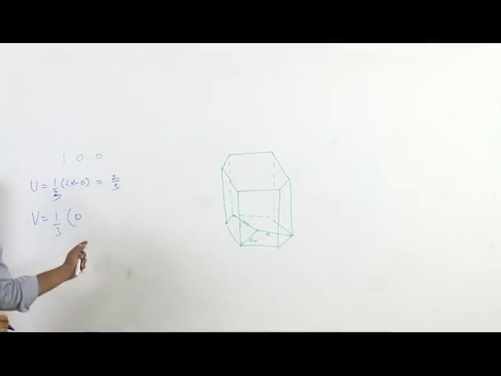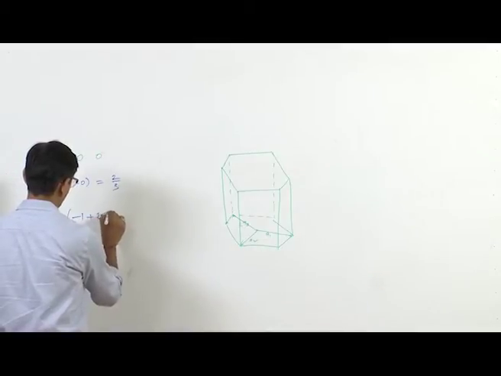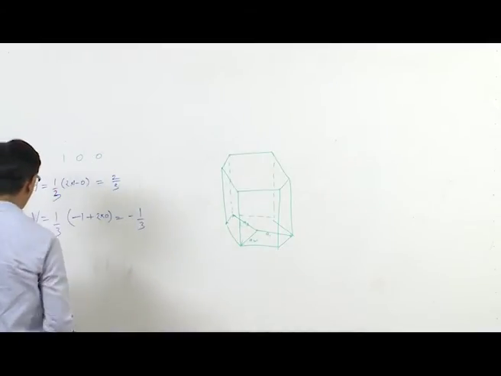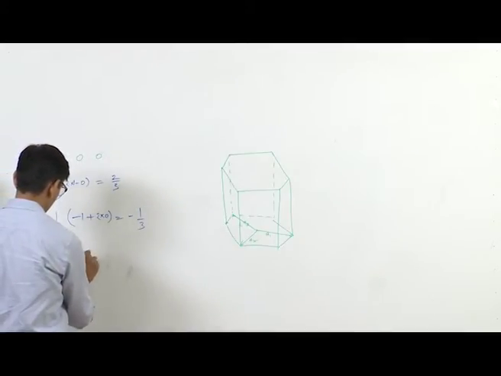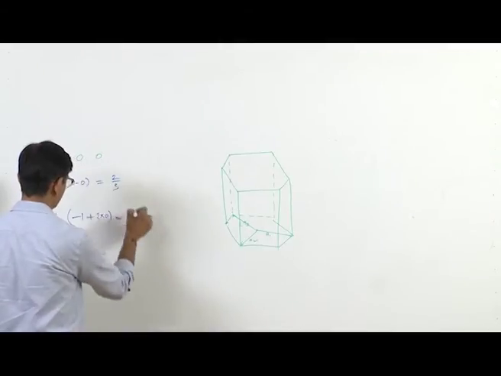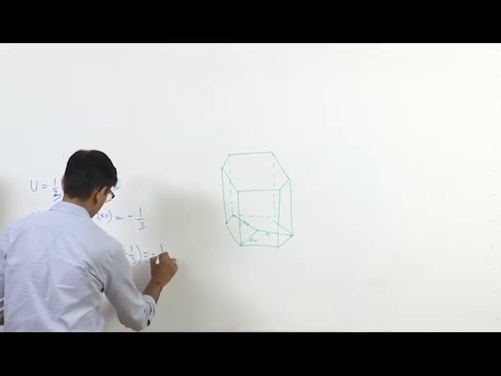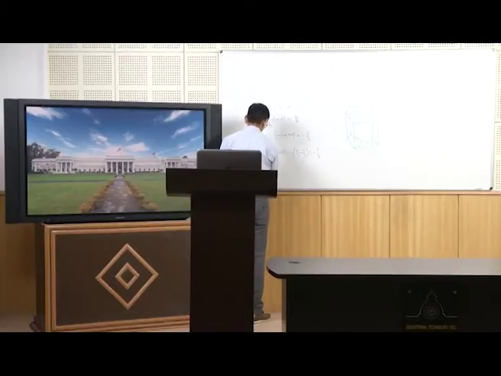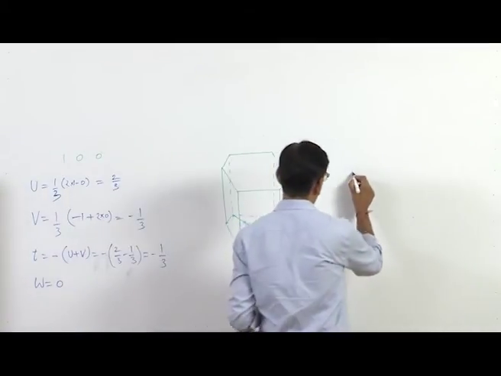So, it will be minus u plus 2v. So, it will be minus 1 plus 2 into 0, that will be equal to minus 1 by 3. t will be equal to whatever you are getting for u and v here, negative of that. So, minus u plus v, that is equal to minus of (2 plus 3 minus 1 by 3) here. So, that comes to minus 1 by 3, and w is w. w is 0 because the last one is 0 here.